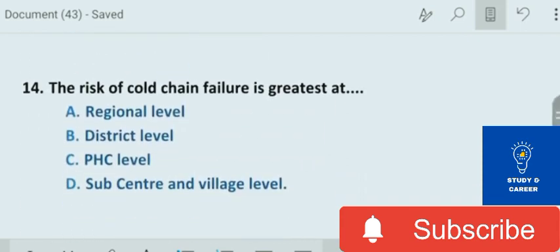14th, the risk of cold chain failure is greatest at regional level, district level, primary health center level, and the last is sub-center and village level. So right answer, sub-center and village level. Risk of cold chain failure is at sub-center and village level.